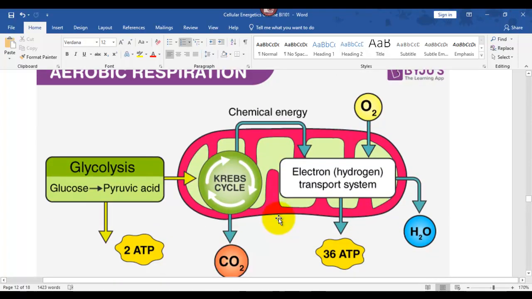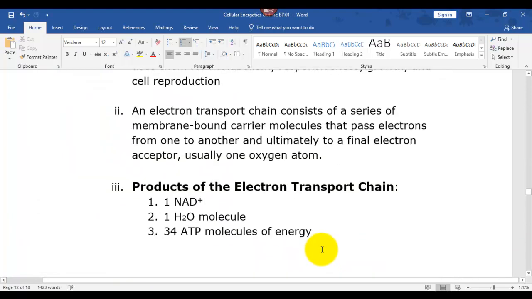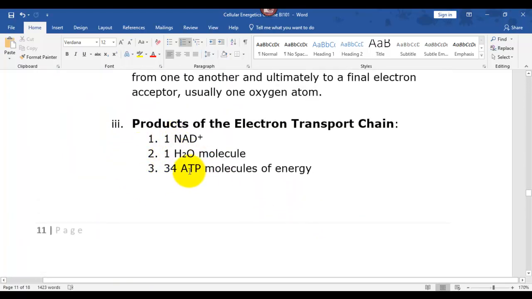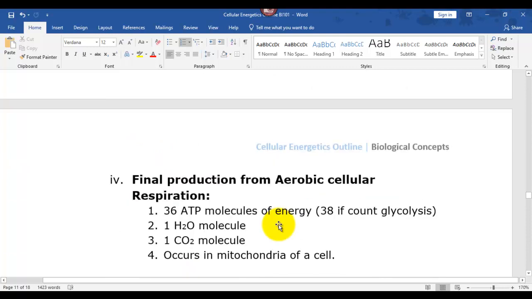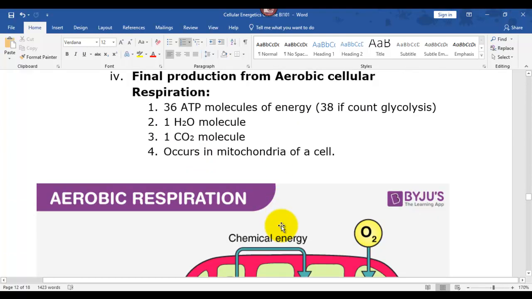And I love this diagram. See, here's glycolysis. It says pyruvic acid. There's the 2 ATPs. And here's the 36 from the electron transport chain. Once again, it depends on the organism. I know I had 34 up here. And maybe just for easy sake, I'll change that to 36. But it does depend on the organism.